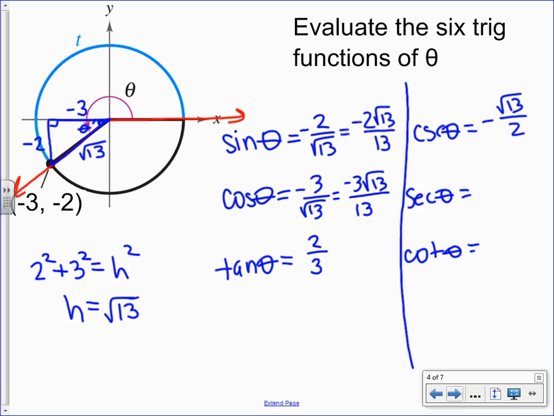Okay? The cosecant ratio, what is it going to be? Grant? Negative 13 over 3. Good. And then our cotangent ratio. Good. Make sense? Nice little reference triangle to help us out.